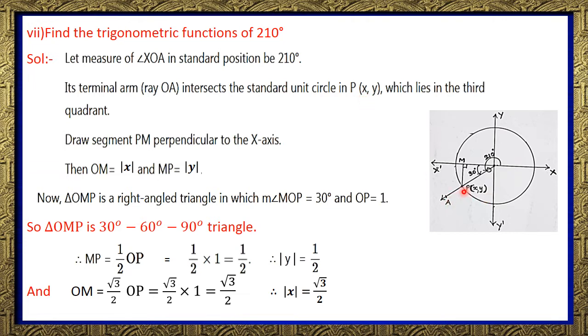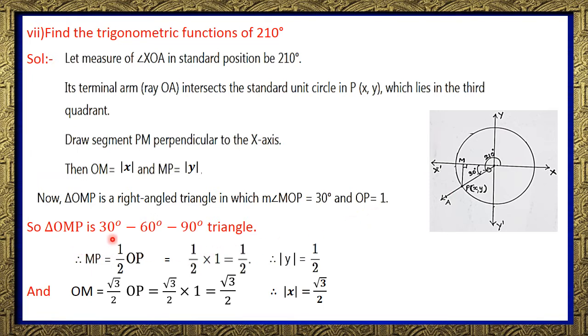Now to get the coordinates, we will draw perpendicular to the x-axis, that is PM. Then OM is equal to x or modulus of x and PM is equal to modulus of y. Now triangle OMP is a right angled triangle with the measure of angle MOP as 30 degree. Then we know the third angle OPM is 60 degree. Then it is a 30-60-90 triangle, and OP is the radius of the unit circle, which is equal to 1.